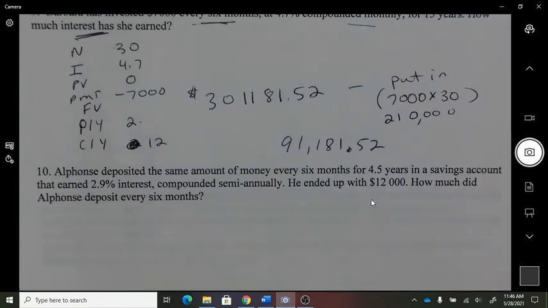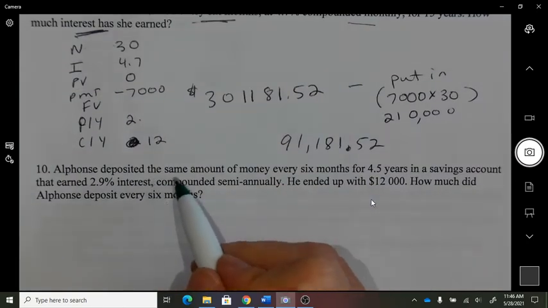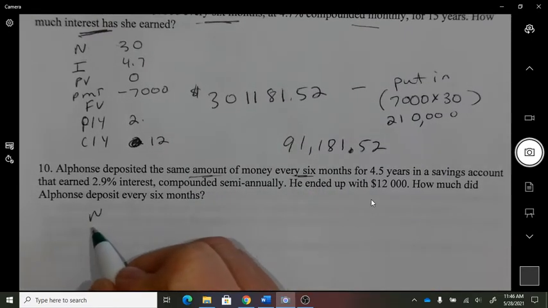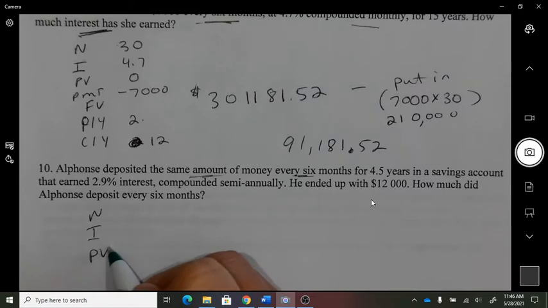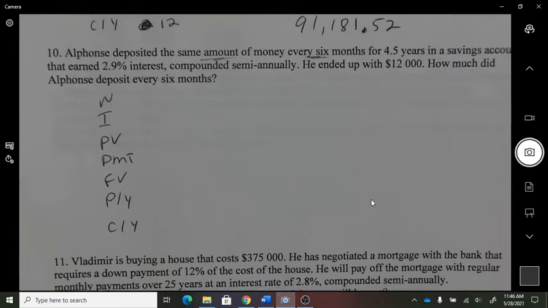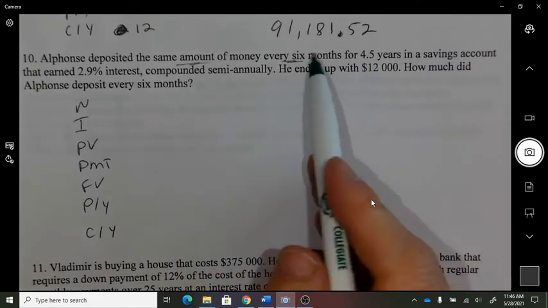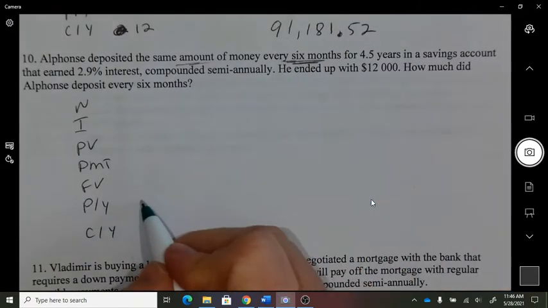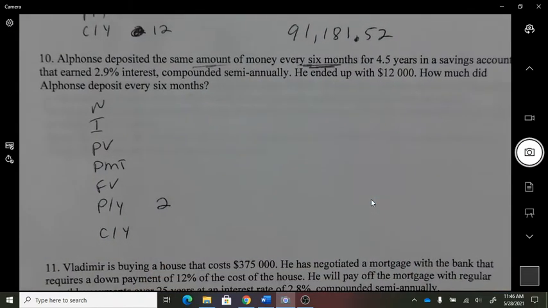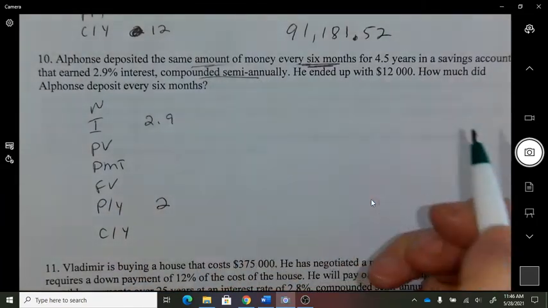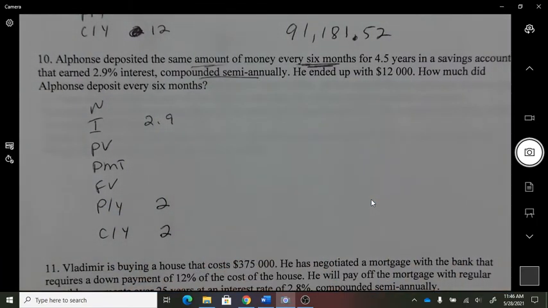Okay, next question. Deposited the same amount every 6 months. So as soon as I see that, I'm doing my app. As soon as I see regular payments involved. Okay, so every 6 months you're making a payment. So payments per year is 2. 2.9%, compounded semi-annually. So compounds is also 2.